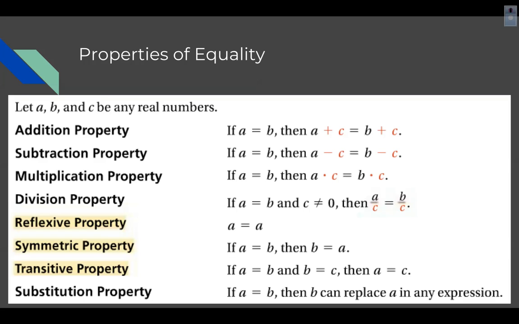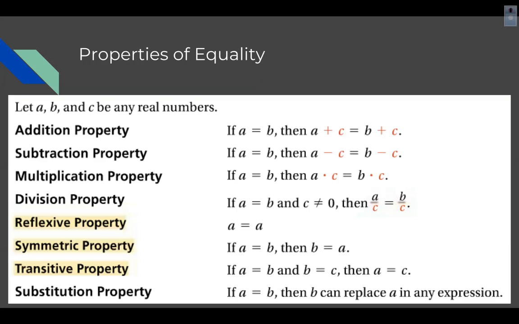Division property is a little different. If A is equal to B and C cannot be 0, then A divided by C is going to equal B divided by C. If you're dividing equal numbers by the same thing, it's going to be equal. The reflexive property, which is one we're going to use a lot, these highlighted ones. The reflexive property is where A is equal to A, where something is equal to itself. Symmetric property is if B is equal to A, then A is equal to B. It's like a mirror image.